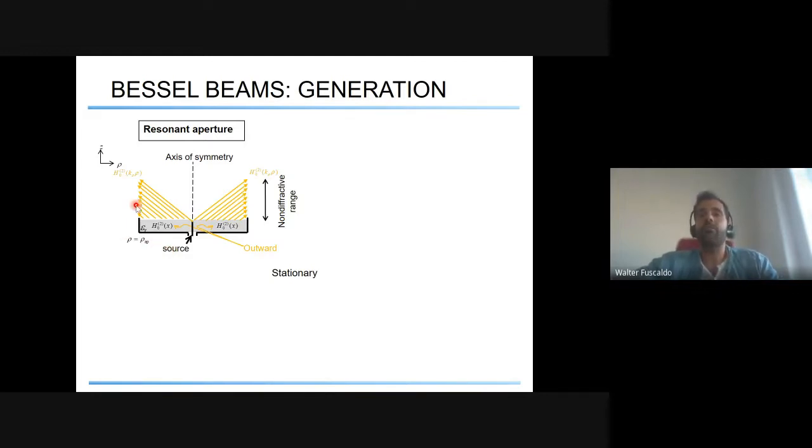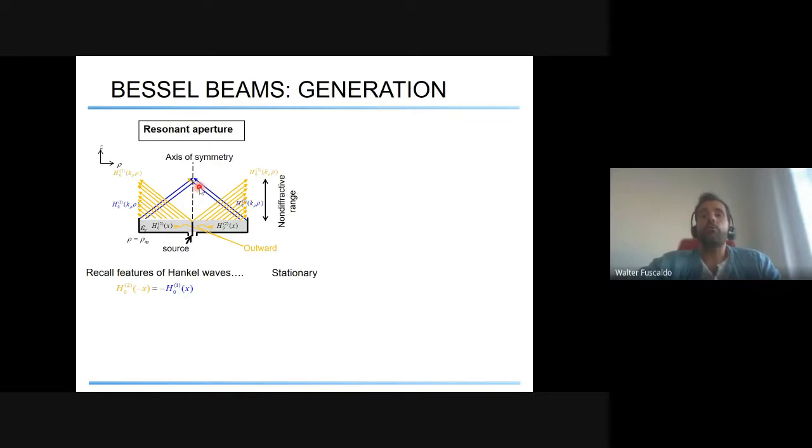But since we have a metallic rim at the radial edge, if these rays are not attenuated, or are weakly attenuated along the aperture, there will exist a reflected cylindrical wave that now has an inward character. And if we recall the features of Hankel waves, we know that an inward wave will recover an outward wave as it crosses the caustic, that is here the axis of symmetry.